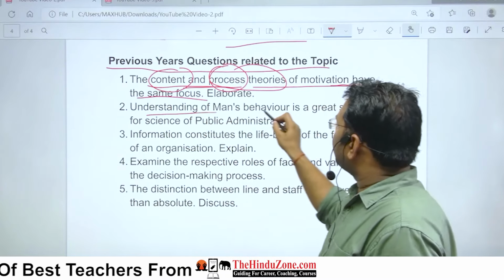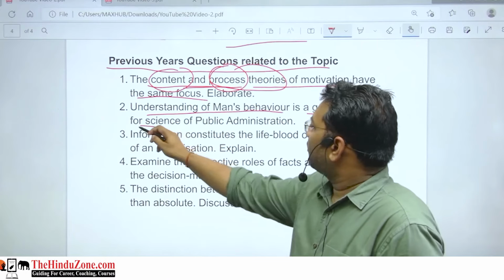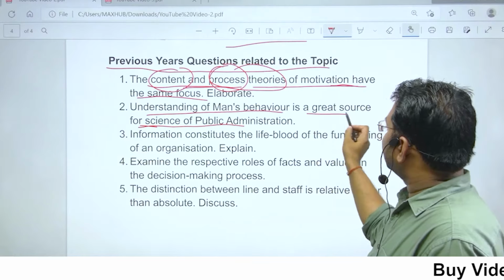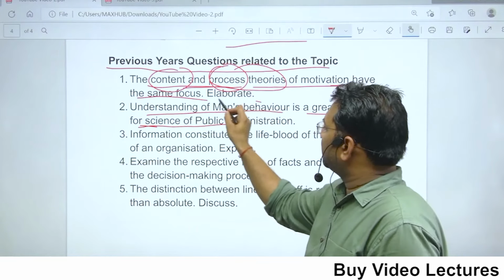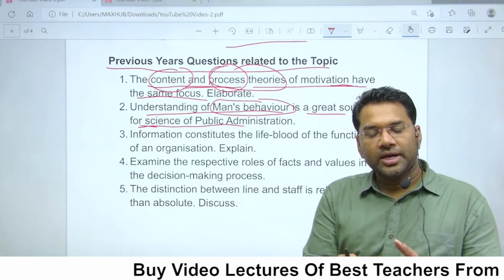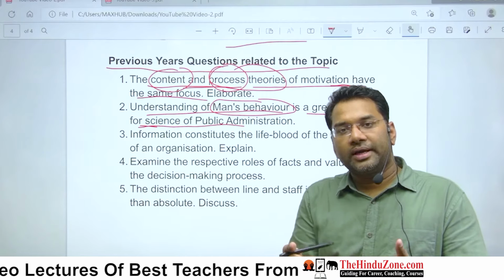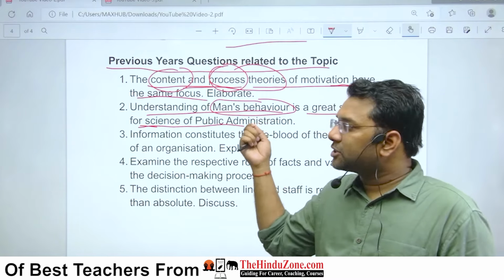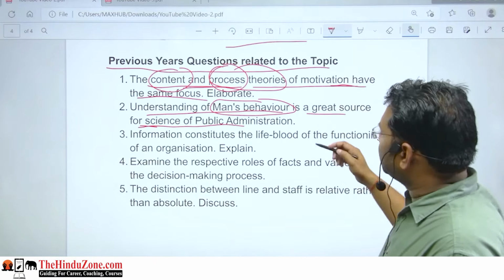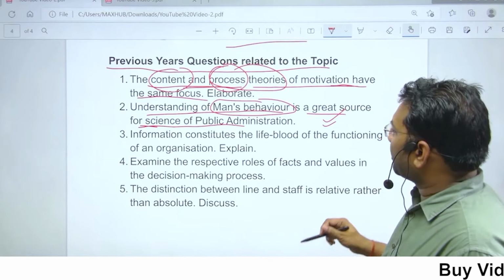Then understanding of man's behavior is a great source for science of public administration. मतलब understanding the man's behavior is a great science. मतलब ये अपने आप में ही, in its own, this man's behavior is giving huge scope for the public administration to do the science on it, right? So it's a great source for science of public administration, right?